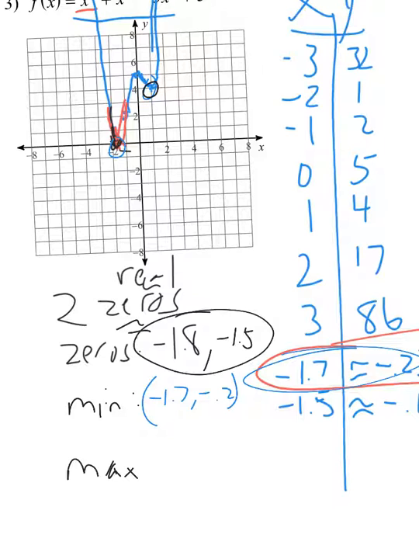Okay, now it might not be exactly 1, you know, it might be a little bit before 1, but we'll say approximately. And then the max, relative max, is kind of where this turns and goes back down right here. So you see how it kind of turns and goes back down, so that's at 0, 5.